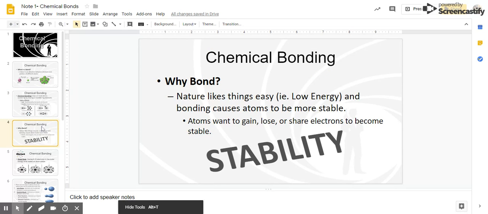So why do things want to bond? What's the purpose? And so most things in nature want to have low energy. They don't want to be very reactive, and they want to be stable. So by gaining, sharing, and losing electrons, atoms can become stable, and they do this in a chemical bond.